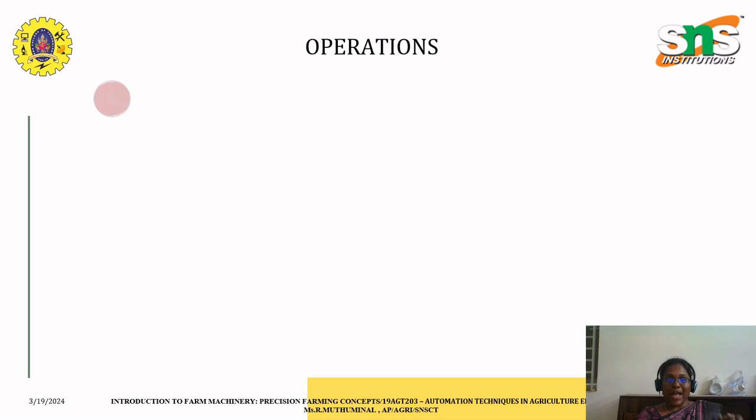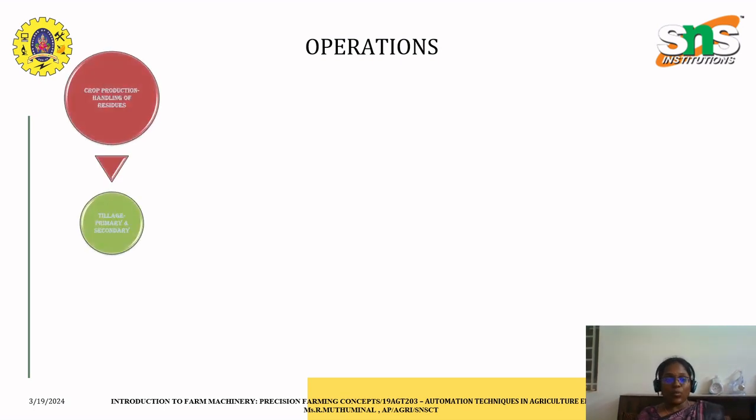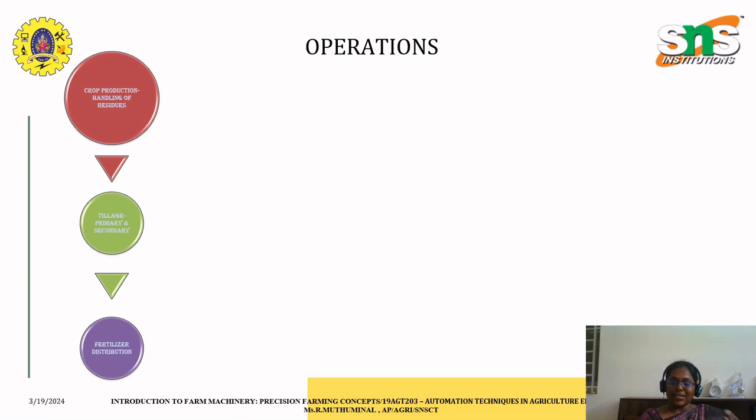The first step, as we have seen, is the control handling of residues, and the second one is tillage, and the third one is fertilizer distribution. These are the things which you have seen at the previous class. Today we'll see the continuity of these operations that are involved in agricultural engineering.